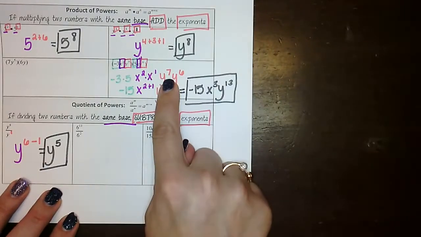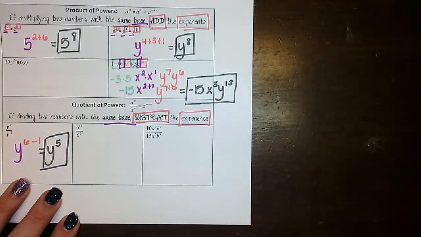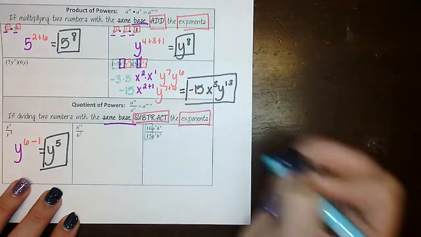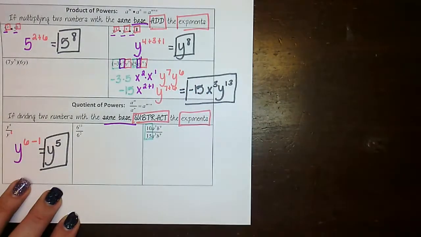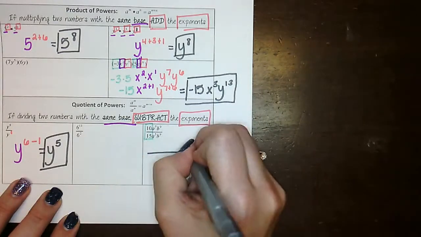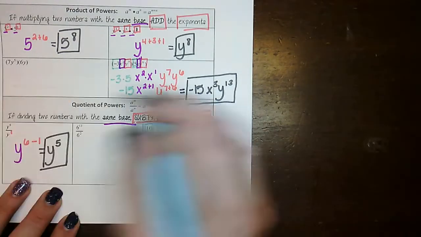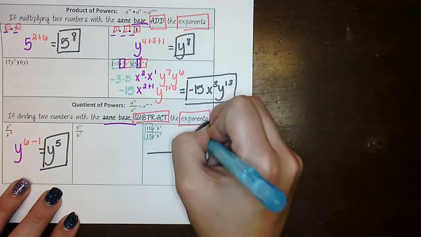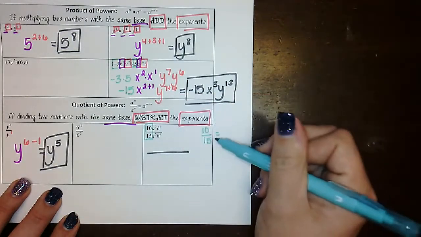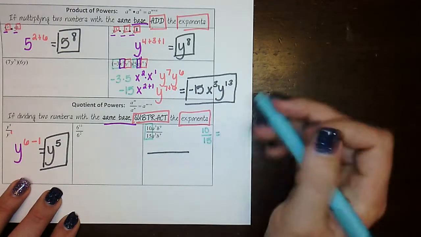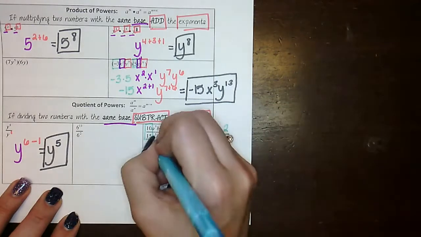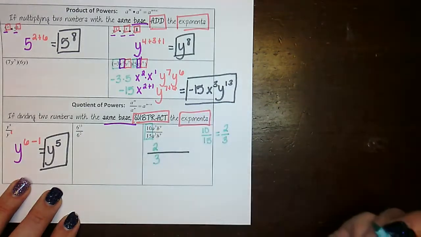Let's look at this one. Again, just like we did up here, we're going to combine like things. So let's look at our numbers. We have, and I'm going to put just a generic division sign. We need to simplify 10 over 15. What number goes into both 10 and 15? It's 5. 5 goes into 10 twice. 5 goes into 15 3 times. So this is going to be 2/3.